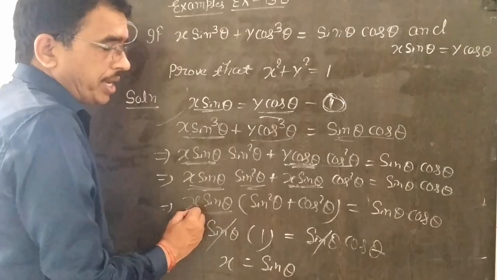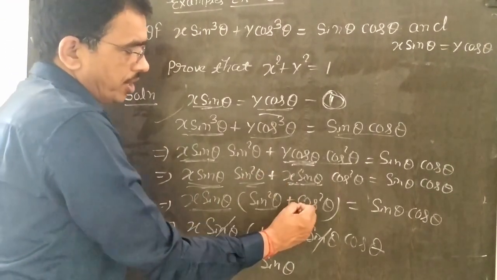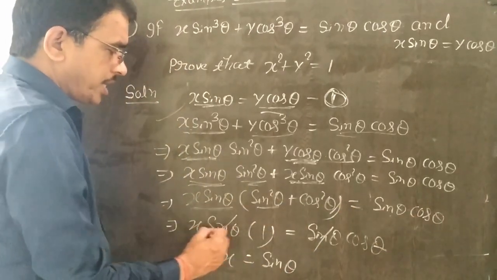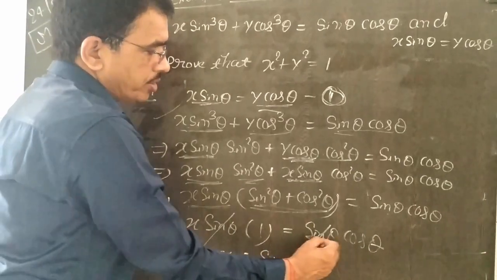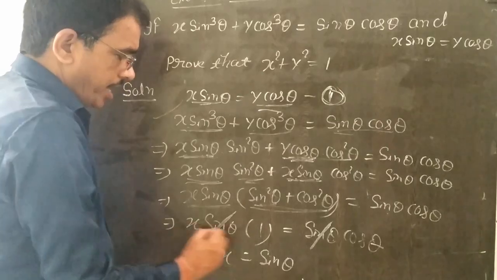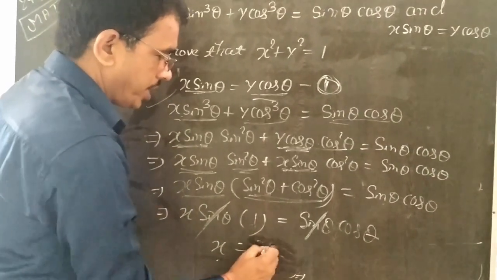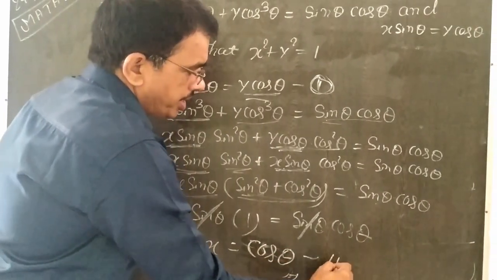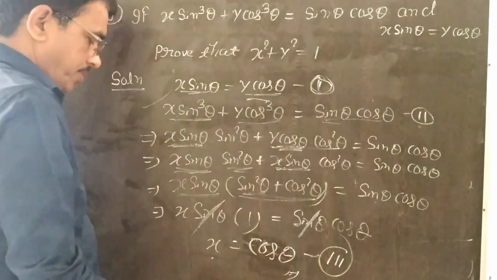So we write common sin theta. Here sin square theta plus cos square theta remains, equal to sin theta into cos theta. The value of sin square theta plus cos square theta is 1, and it is equal to sin theta into cos theta. This sin theta and sin theta cancel. Then x is equal to cos theta. So x is equal to cos theta. It is the third equation, because the first and second equations are there.